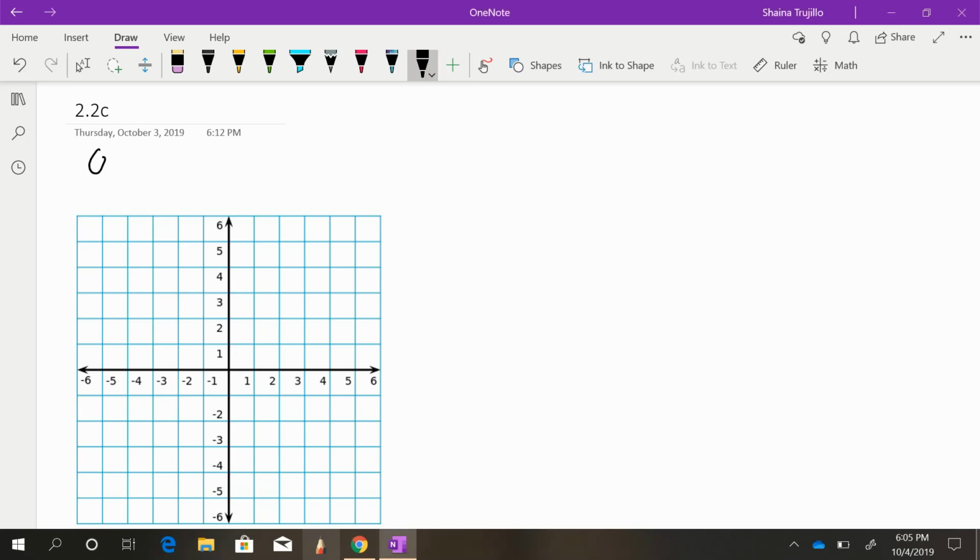Okay, today we're going to talk about how to graph lines when we're given an equation. Okay, so I'm going to go ahead and write the equation down. I'm going to write y equals 2/3 x minus 1.